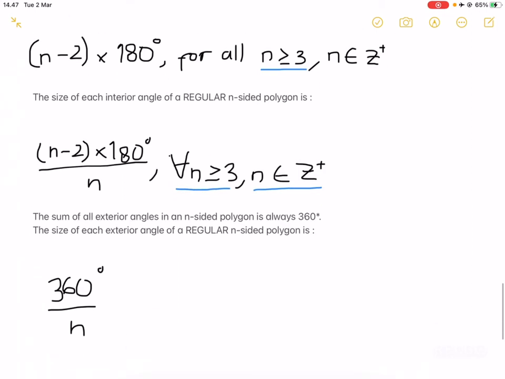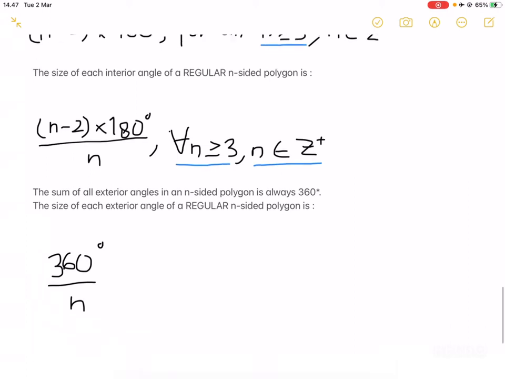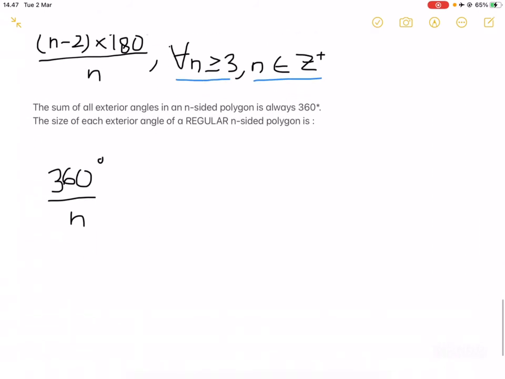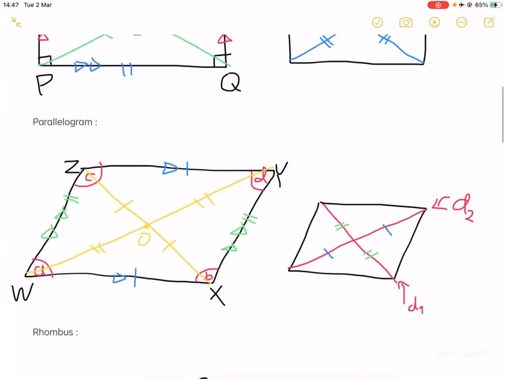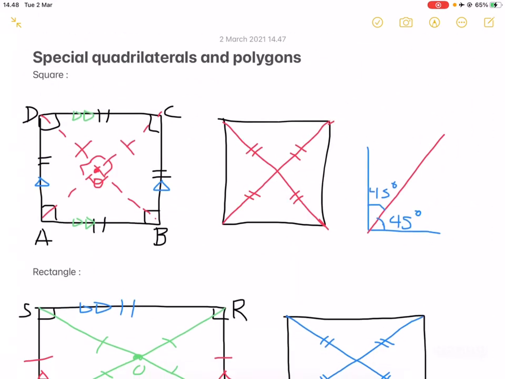And for exterior angles, the sum of all exterior angles in an n-sided polygon is always equal to 360 degrees. It doesn't matter if it's regular or irregular. And finally, the last formula: the size of each exterior angle of a regular n-sided polygon is given by 360 degrees over n. Alright, so that's it for the special quadrilaterals and polygons. And I'm just going to work out some examples.